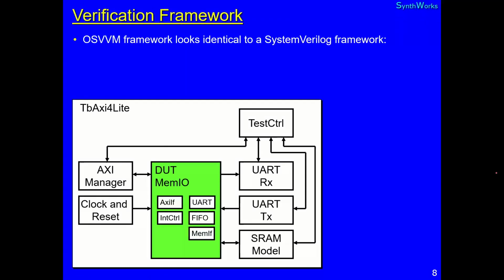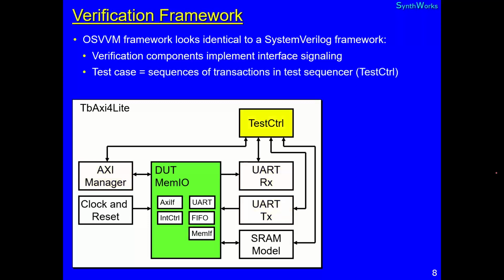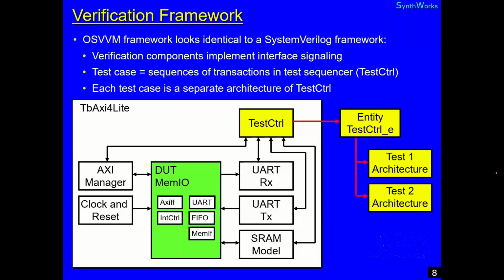Taking a look at the framework, again, this has the roots all the way back to '97. Actually, I started using it prior to that on some consulting assignments. So the OSVVM framework looks identical to the SystemVerilog framework. We have verification components that implement interface signaling. Our test cases are in our sequencer, which is called test control. And then our test cases are in separate architectures of test control. So we're taking advantage of VHDL's capability of separating the entity and architecture here.